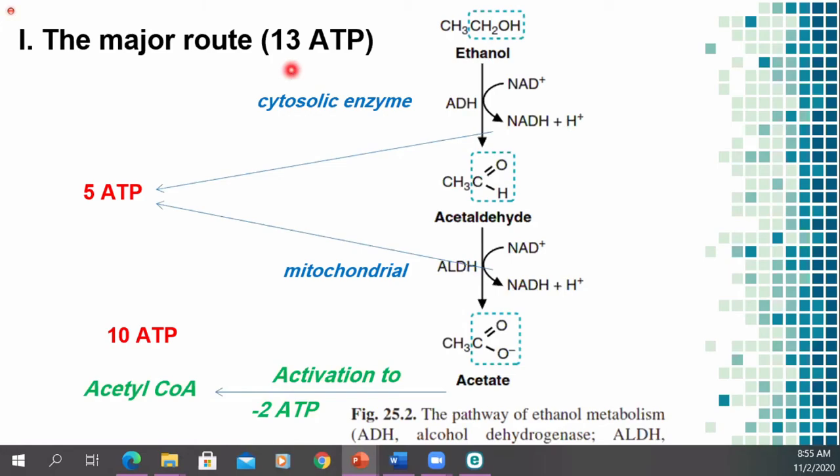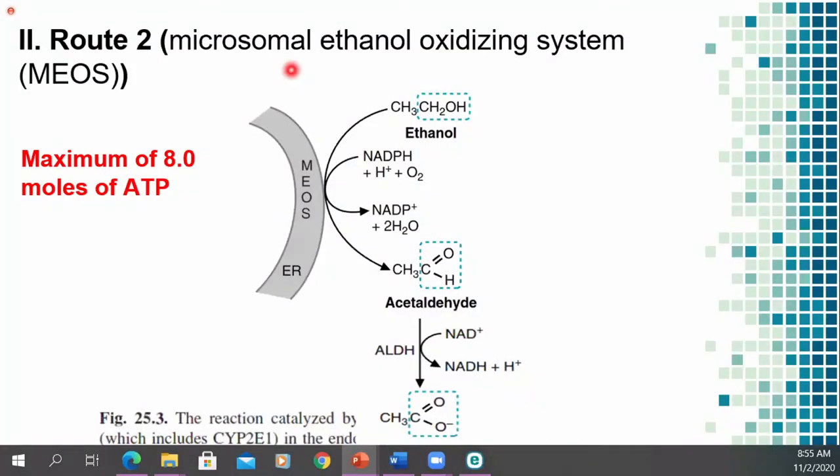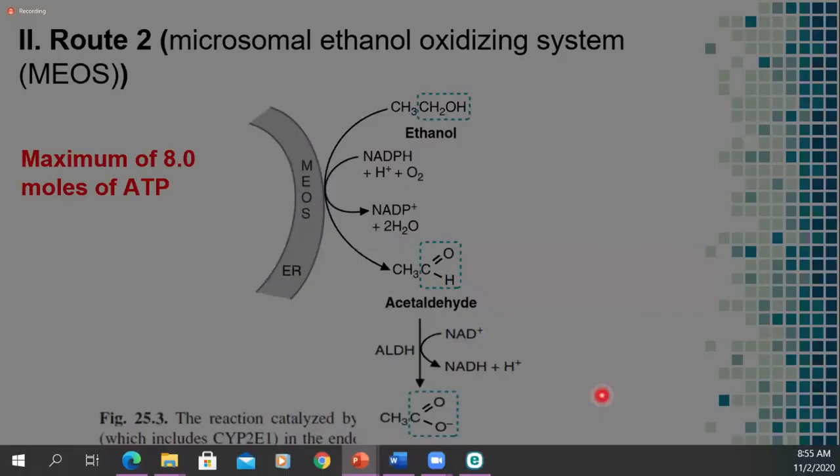If the ethanol molecule goes through this route. On the second route, a maximum of 8 ATP molecules will be generated by the microsomal ethanol oxidizing system. Okay, this is because we will generate acetate, and acetate is going to be converted to acetyl-CoA, and we will complete the story of the oxidation process.